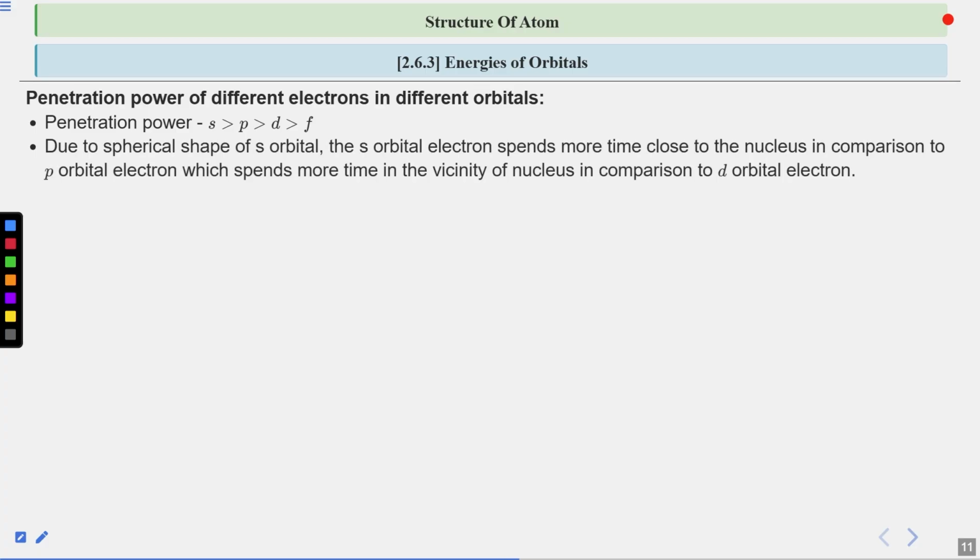As I have told you, this penetration power of the s orbital is due to its spherical shape as compared to the p orbital. As a result, s orbital electrons spend more time closer to the nucleus as compared to p orbital electrons. Similarly, p orbital electrons spend more time towards the nucleus as compared to d orbital electrons, and hence we get the penetration power order s, p, d and f.